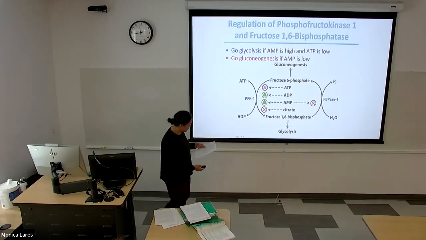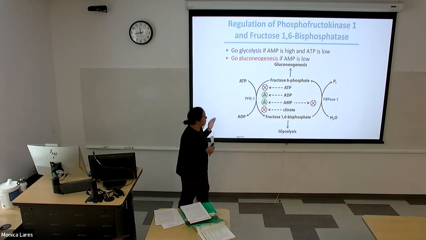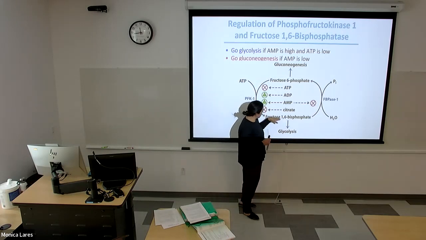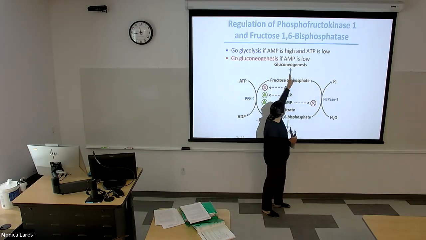Okay, so you guys notice going this direction is our process through glycolysis. Going the other way, if we take our fructose 1,6-bisphosphate and we remove the phosphate group and we end up with fructose 6-phosphate, we can go to gluconeogenesis.